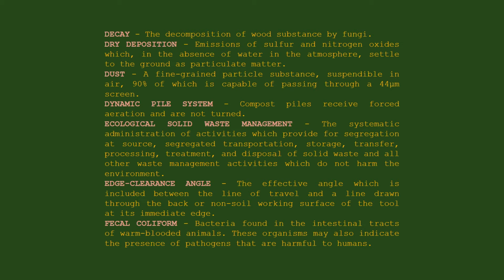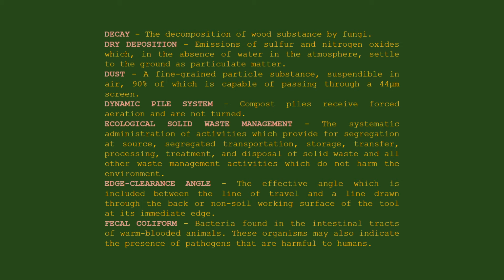Ecological solid waste management, the systematic administration of activities which provide for segregation at source, segregated transportation, storage, transfer, processing, treatment, and disposal of solid waste and all other waste management activities which do not harm the environment. Edge clearance angle, the effective angle which is included between the line of travel and a line drawn through the back or non-soil working surface of the tool at its immediate edge.